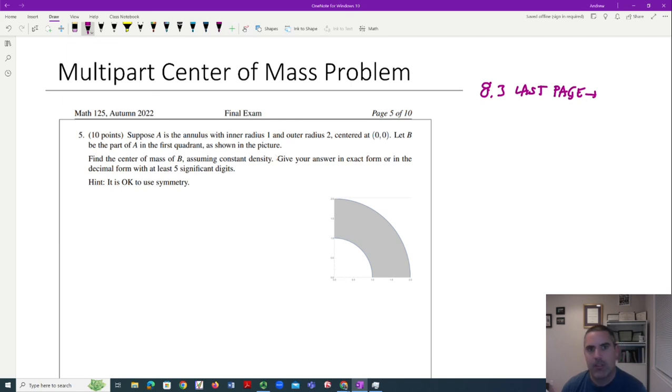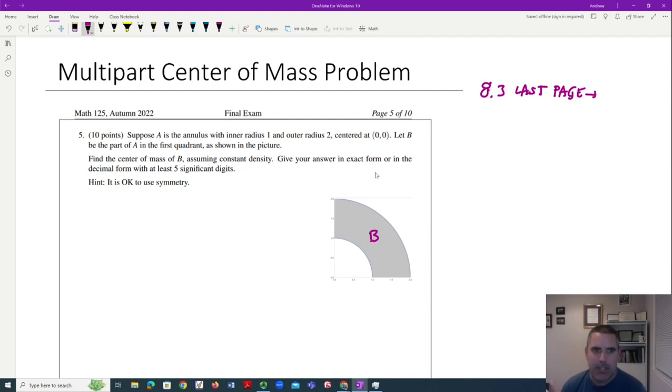Annulus means washer, but without thickness, with inner radius 1 and outer radius 2, but they give a picture to help. Let B be the part of A in the first quadrant. So the annulus would go all the way around. So they're just saying this is B. And the question is to find the center of mass, assuming the density is constant.